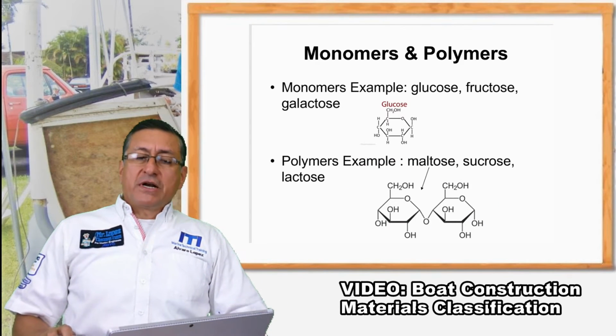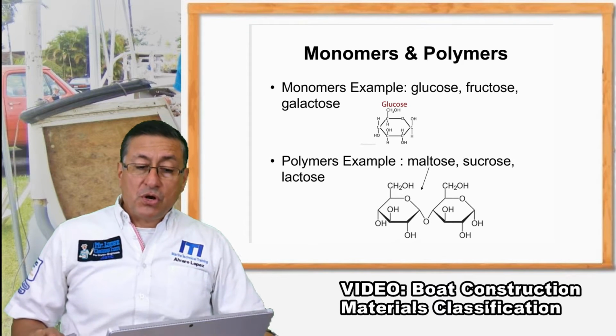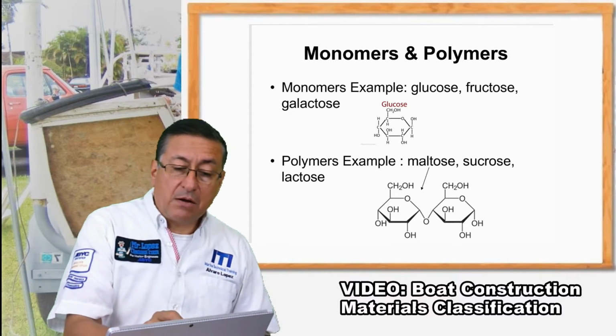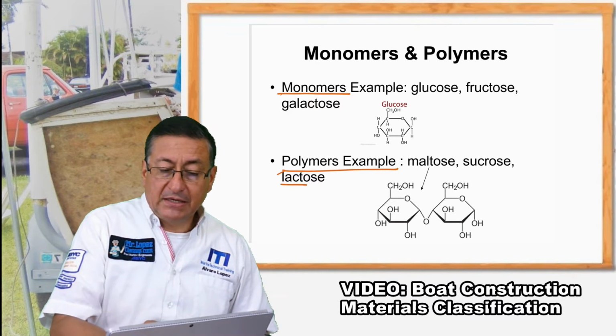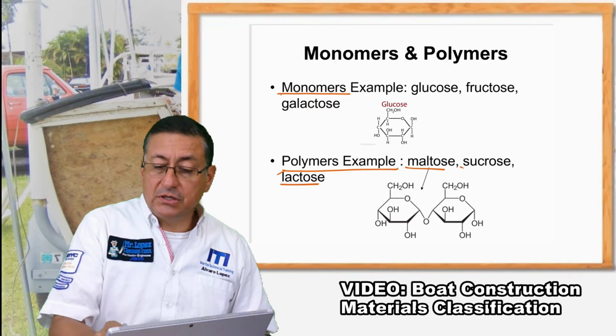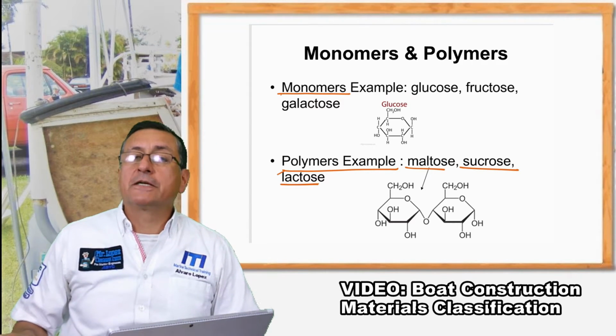Example of monomers and polymers. For example, glucose, fructose, and galactose, those are monomers. And polymers are lactose, maltose, saccharose, those are examples of polymers.